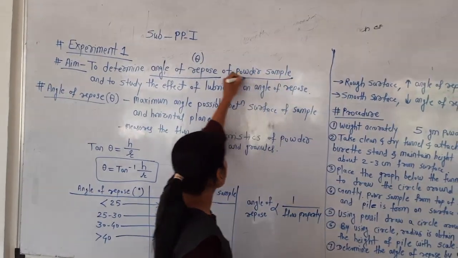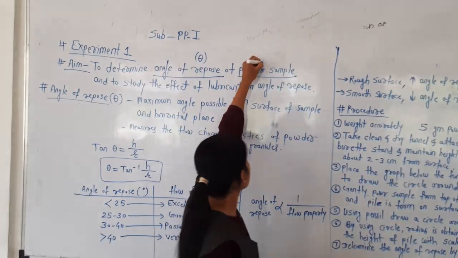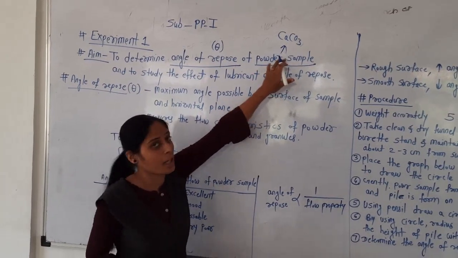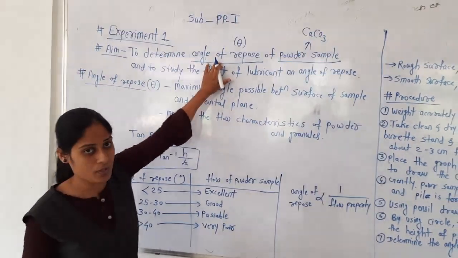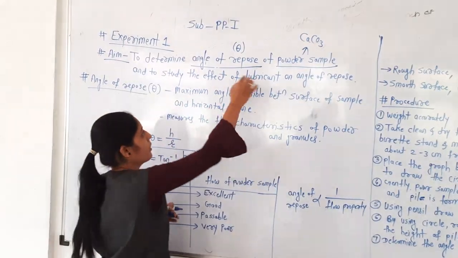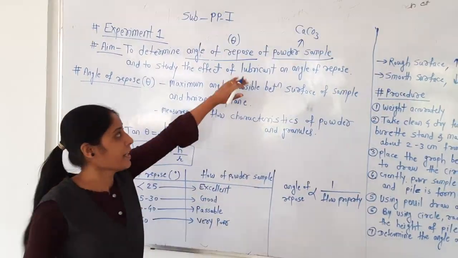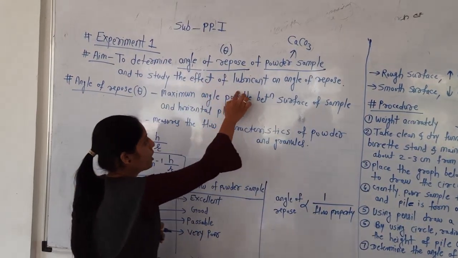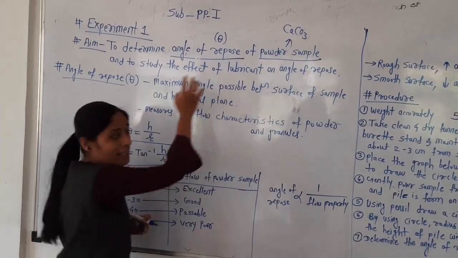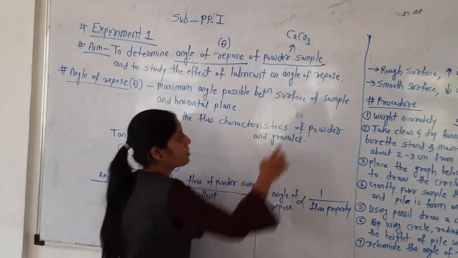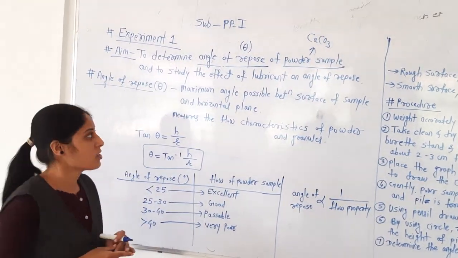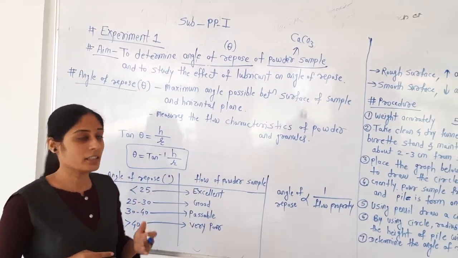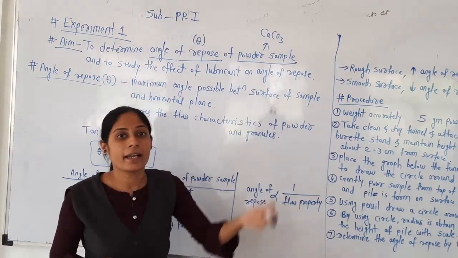Here we have to use the powder sample calcium carbonate, CaCO3, and by using the calcium carbonate powder we can determine its angle of repose. After that, in that powder sample we have to add the lubricants. After adding the lubricant to the calcium carbonate powder sample, we can determine in today's practical what the effect of lubricant on angle of repose is. So first we determine the angle of repose of calcium carbonate powder sample, and second the effect of lubricant on angle of repose.